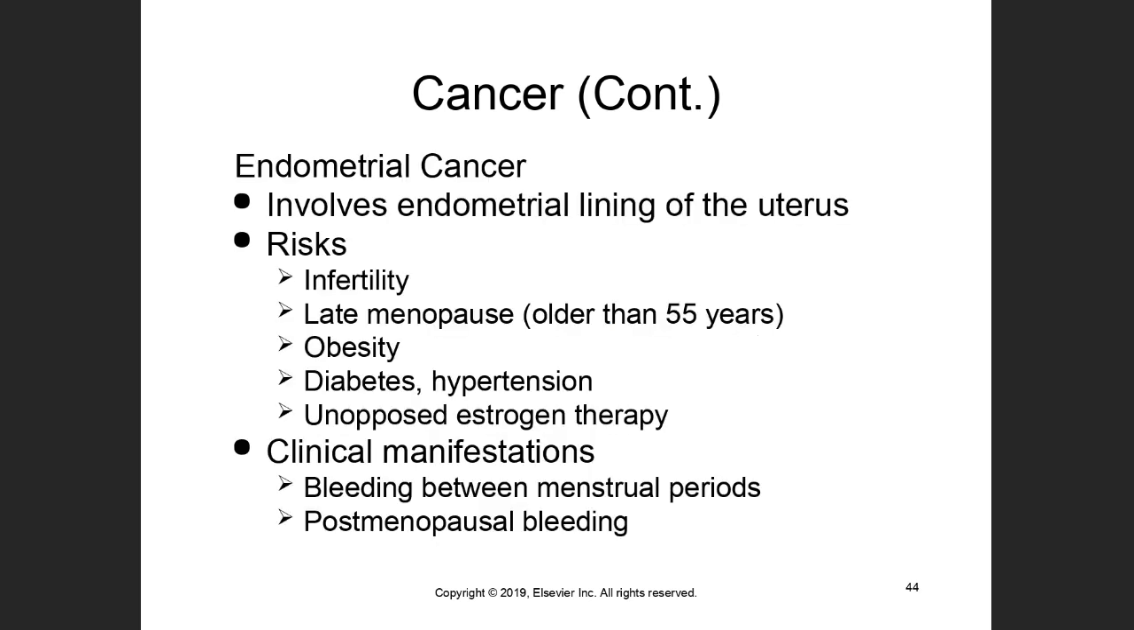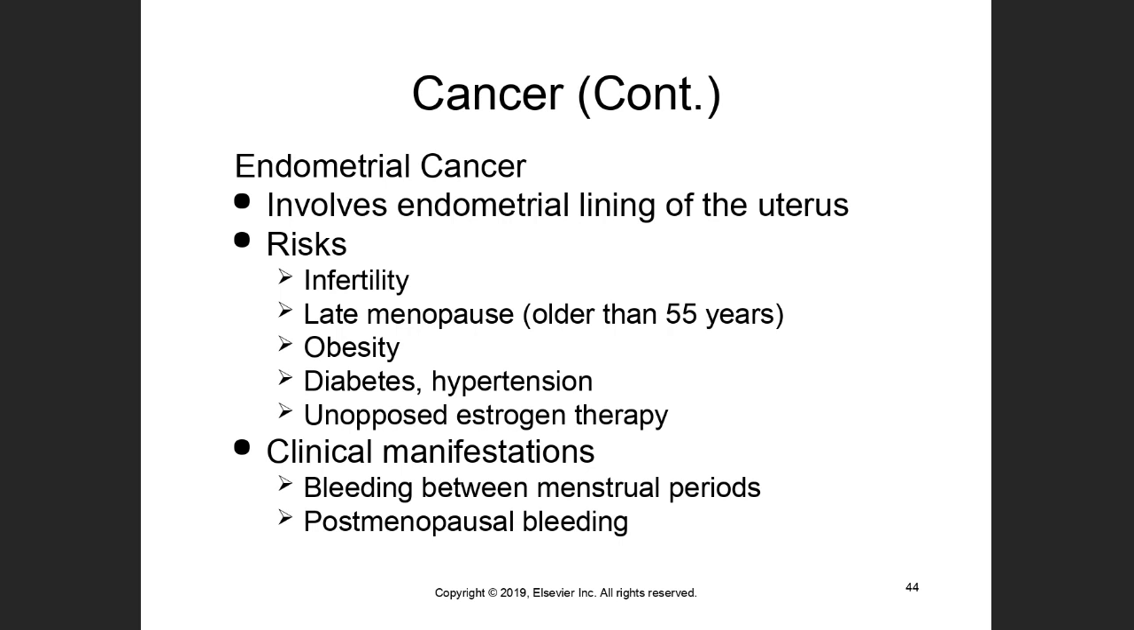Endometrial cancer involves the endometrial lining of the uterus. Risks are infertility, late menopause, obesity, diabetes, hypertension, and unopposed estrogen therapy. Listen, endometrial cancer is related to estrogen. The more you are exposed to estrogen, the more risk you have of developing endometrial cancer. That's why you see late menopause: when you have menstruation, you have estrogen; when you have menopause, you don't. So early menarche and late menopause are risks for endometrial cancer.